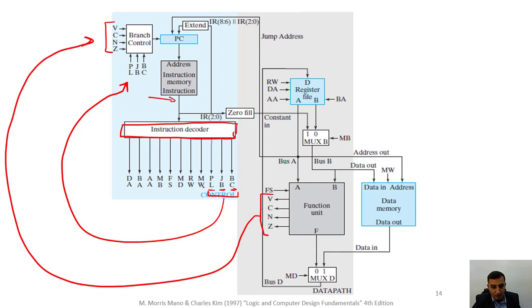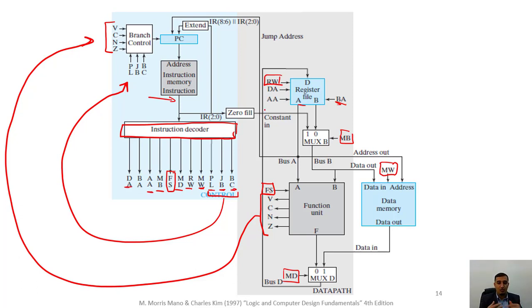Okay. Then you have MW, which is the memory over here. We have RW, which is for the register file. We have MD for mux D. We have function select for the function unit. We have MB for mux B, BA for bus B, AA for bus A, and finally DA for the destination address.